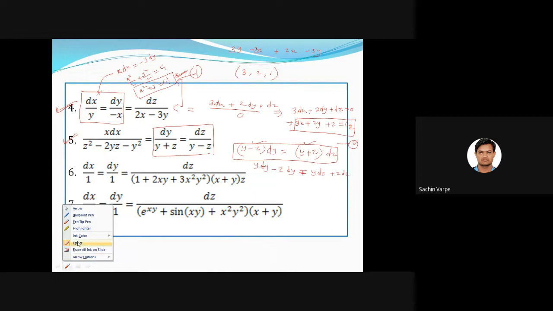Yes, but in question number 6, when I equate the first two ratios, I'll be getting directly its variable separable form dx is equal to dy, and its integration gives x minus y is equal to c1. Very easy, the first solution. And even in question number 7 also, I can get the same solution, no? x minus y is equal to c1. But the question is how to get the second solution.